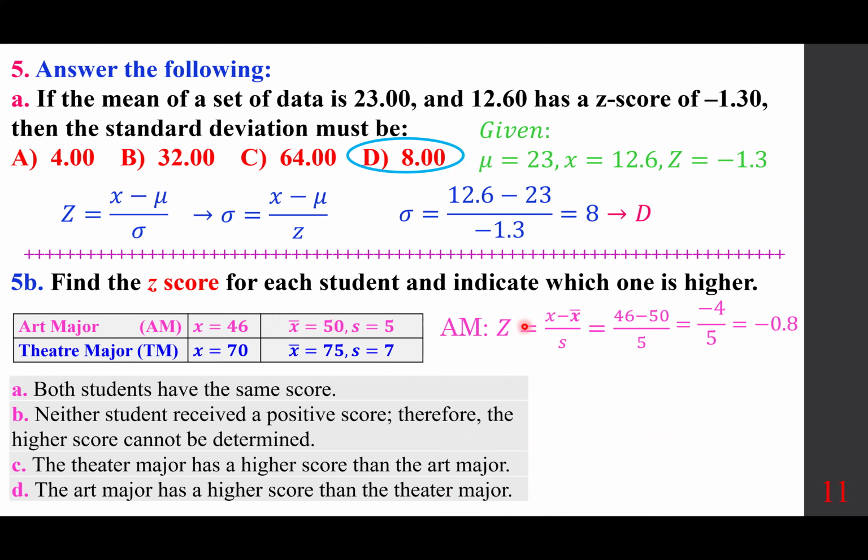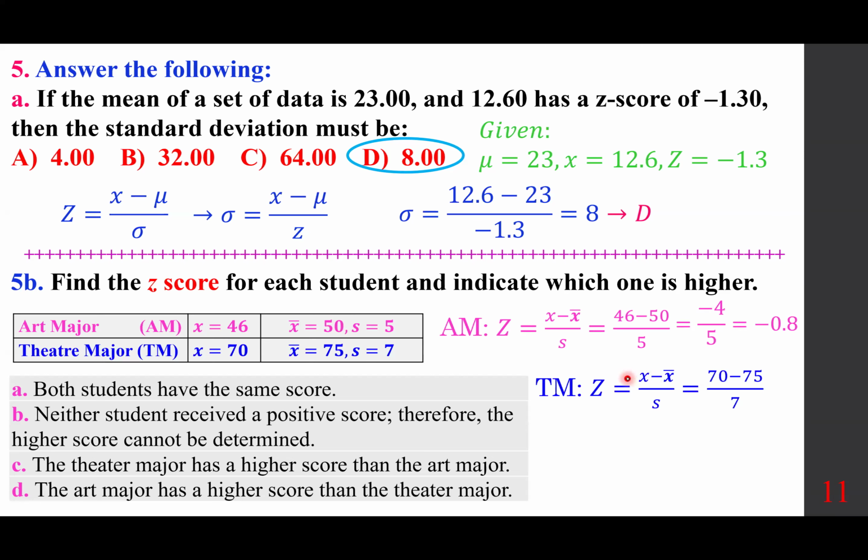If this is larger, z becomes positive. If it's smaller, z becomes negative. So negative score on z doesn't mean it's a negative score. It means it's lower than the average. Positive means above average. 0 means identical to the average. We do the same thing for TM.